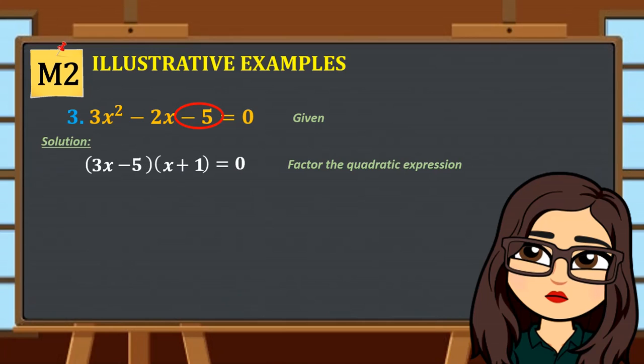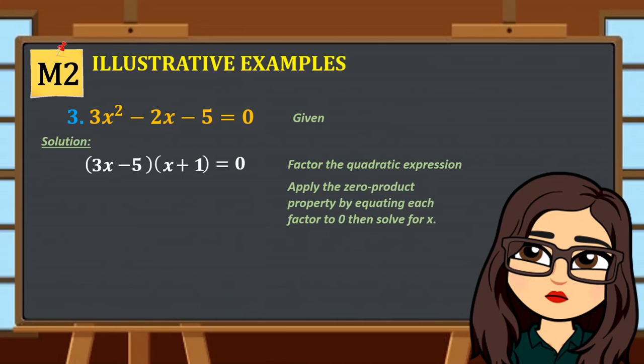So since the value of a is greater than 1, to check whether we obtain the correct factors, we need to multiply the inner terms and the outer terms. So the inner terms are negative 5 and x. So negative 5 times x is negative 5x. Next, the outer terms, 3x times 1 is 3x. Then combine, negative 5x plus 3x is negative 2x, which is similar to our middle term. So these are now the correct factors, 3x minus 5 and x plus 1.